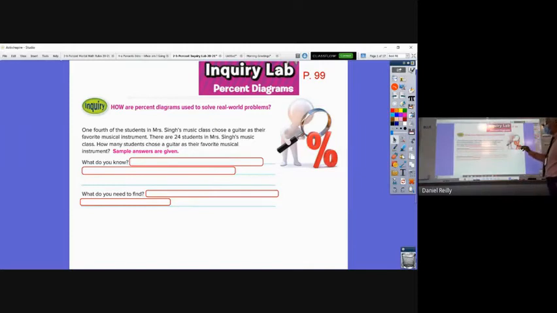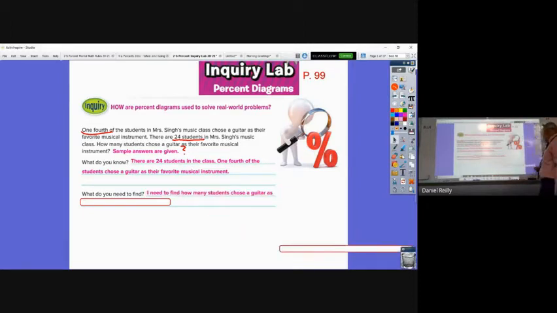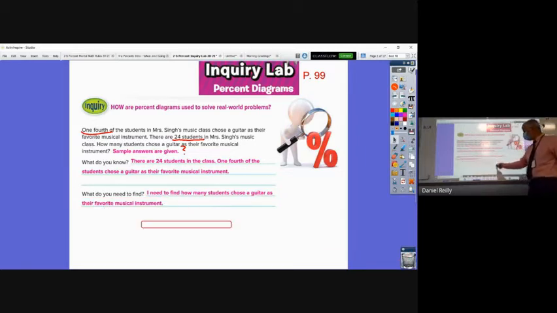Yeah. Okay, so the question is, there's 24 students, 1/4 chose guitar. How many students choose guitar? That's the question, okay? So we know there are 24 and 1/4 chose guitar. You don't have to write all this down, okay? You're just kind of setting up what you do in your head at the beginning of problems, right? And what you need to find is how many students choose guitar.